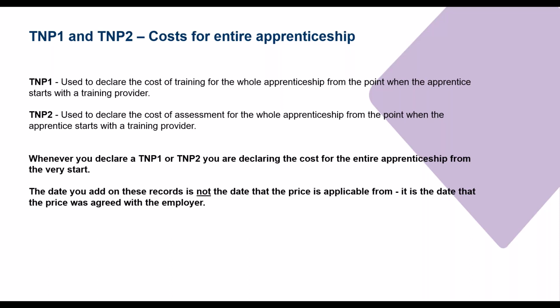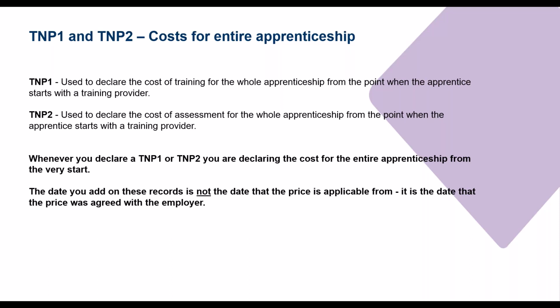A TNP1 is used to record the total cost of training that is applicable to the whole apprenticeship from the very start with a training provider. And a TNP2 is used to record the total cost of assessment that's applicable to that whole apprenticeship from the very start. So typically when a learner's first added to an ILR, a TNP1 and TNP2 are recorded with the costs for the entire apprenticeship.